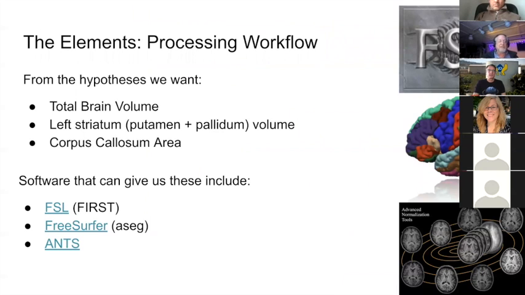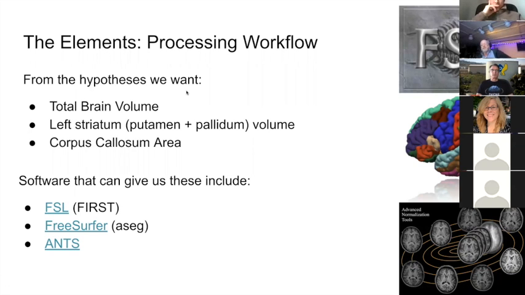From the hypotheses, we have only a handful of target results that we're after from the image analysis. We need something about total brain volume. We need something about the left striatum volume, and we need something about the corpus callosum area. There are many tools that one could use for that. In this case, we have access to FSL, the FMRIB Software Library, FreeSurfer, and ANTs, which were readily at our disposal and generate results relevant to these particular questions.